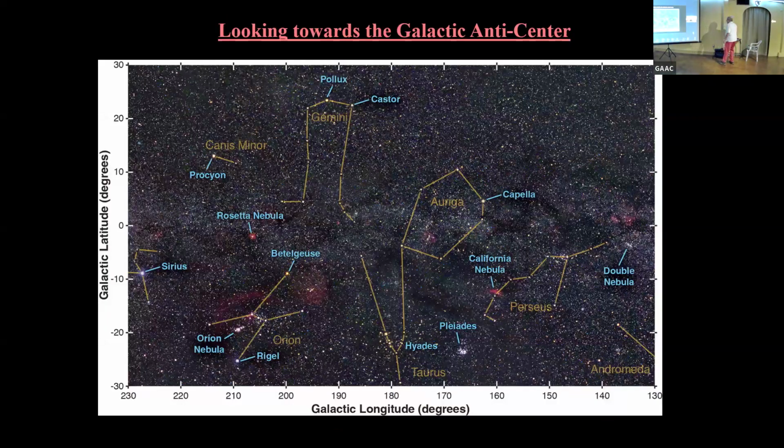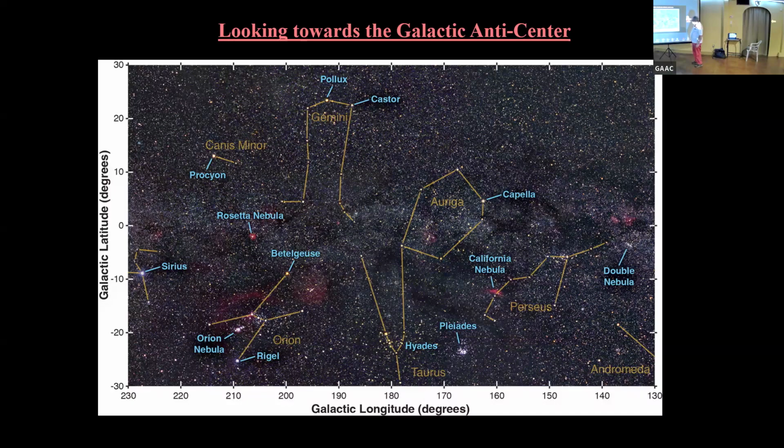Okay, we're getting through looking towards the galactic anti-center. So this is wintertime here in Massachusetts. There's an error here. It says double nebula. That's the double cluster. I'm so sorry. And the far right with the heart and soul nebulae above it.